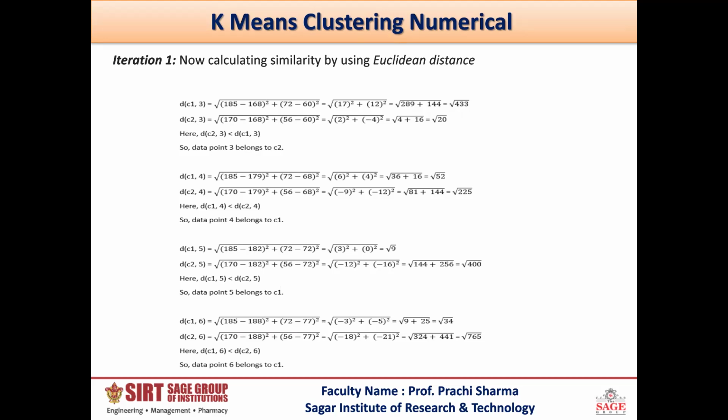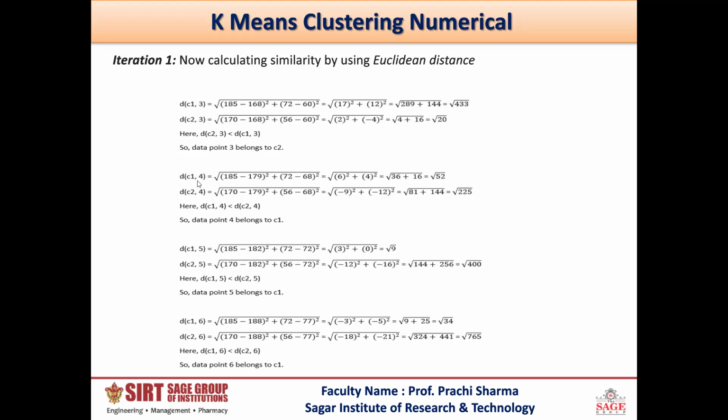So once we have calculated the distances for point 3 with the C1 cluster and the C2 cluster, after that we will compare which value is less. As you can see, the value root 20 is less than root 433, and root 20 belongs to cluster 2. It means point 3 will belong to cluster C2.